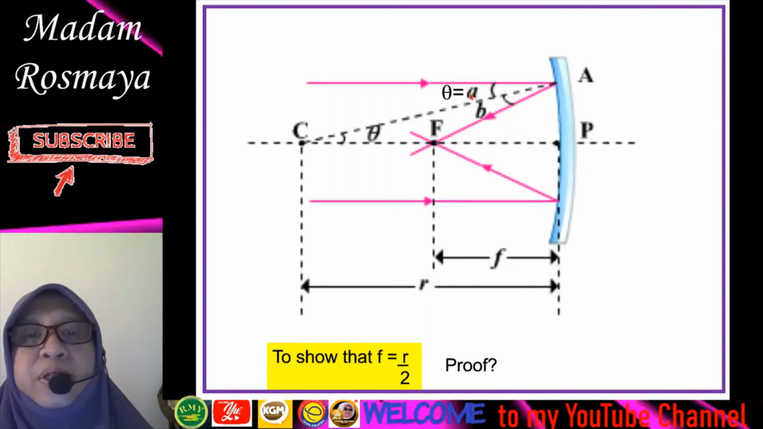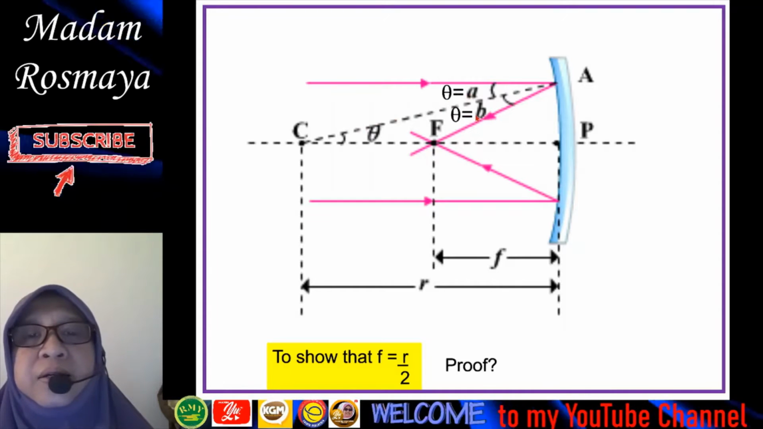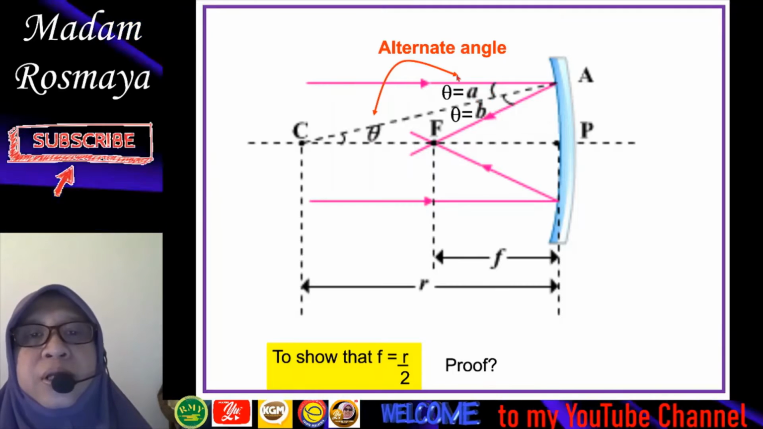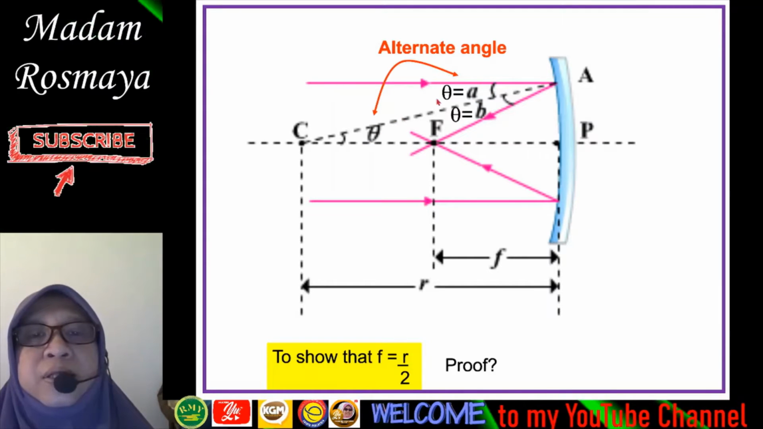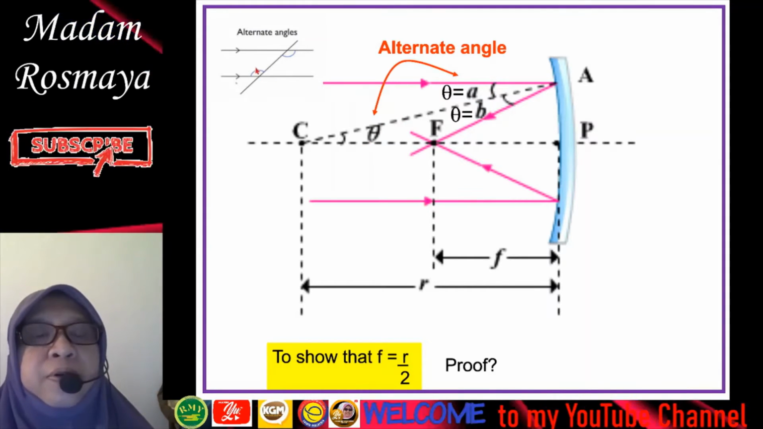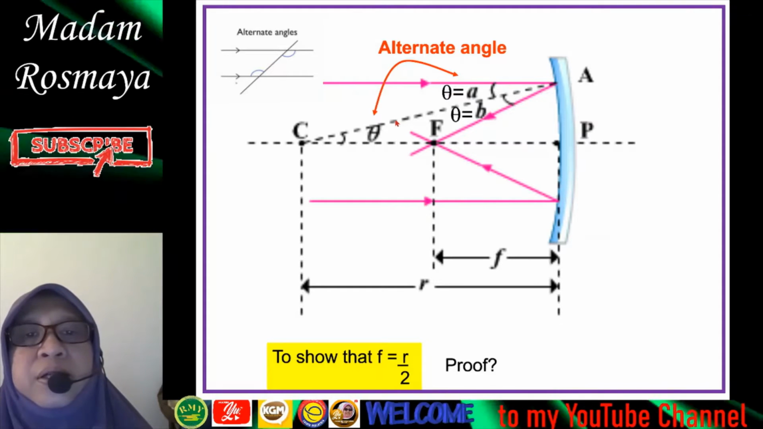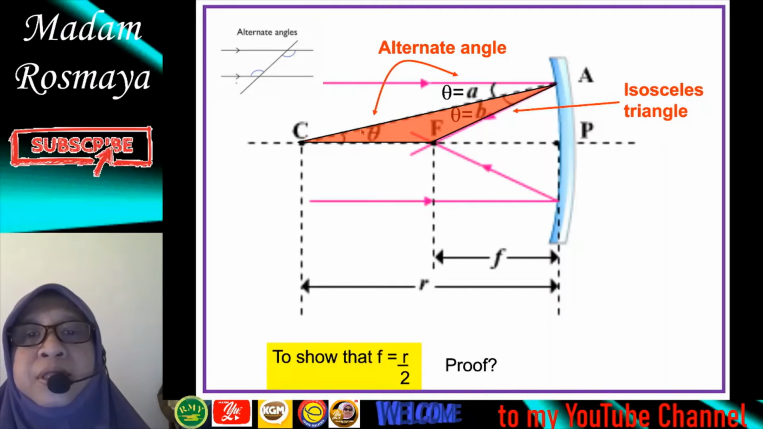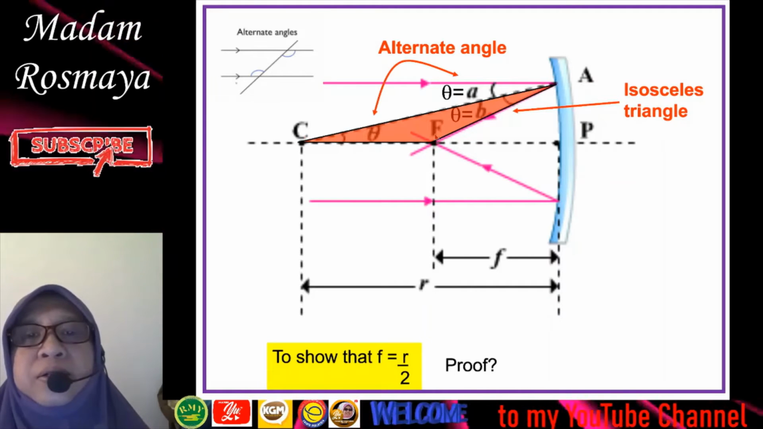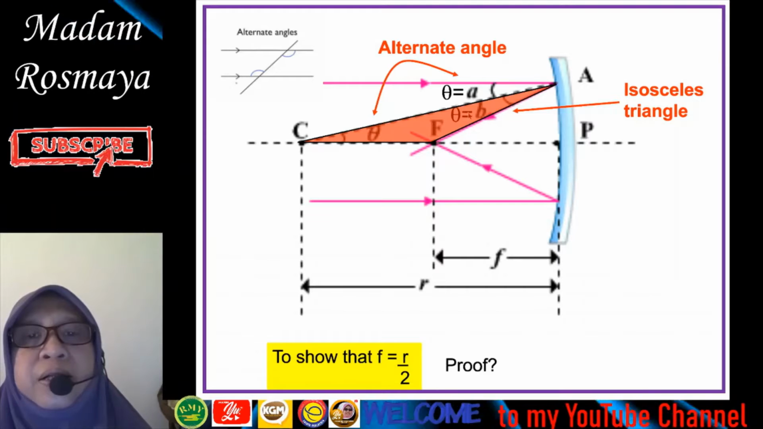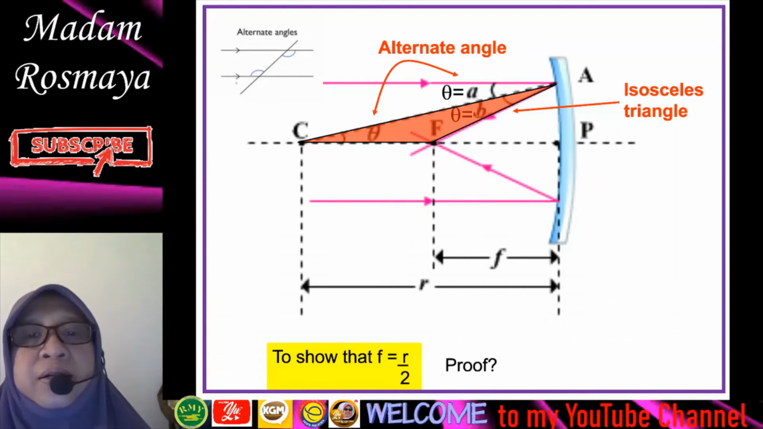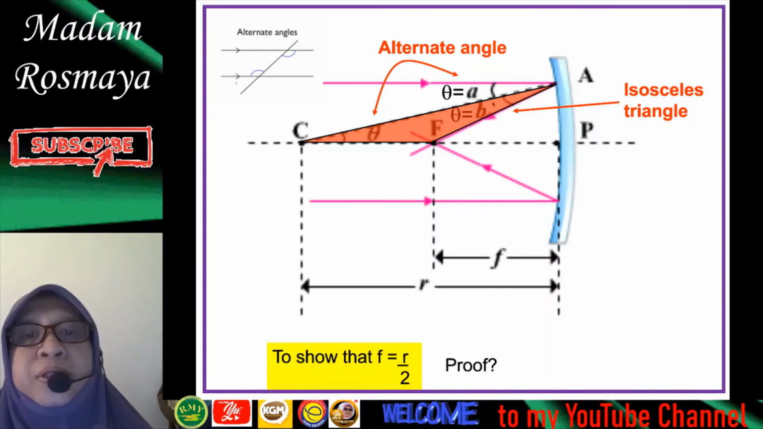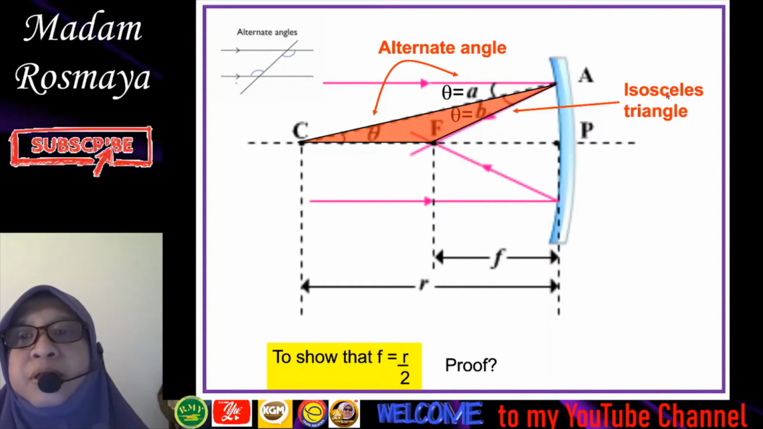From the diagram just now, this is theta. B is also theta because of the reflection rule, and then this 2 theta is the alternate angle, from the maths you've learned. Therefore the triangle CAF here is an isosceles triangle, because the two interior angles here are the same. So CAF will form an isosceles triangle.